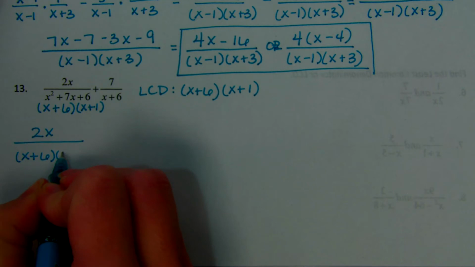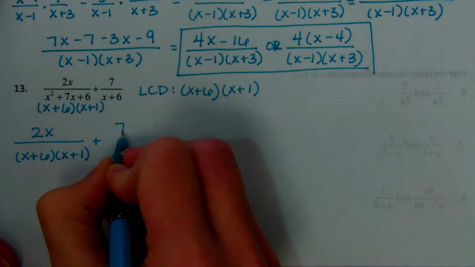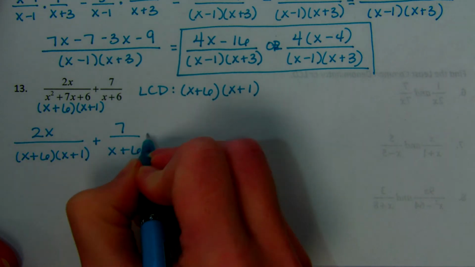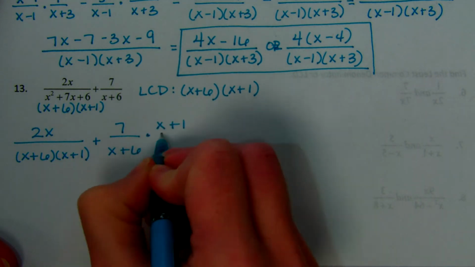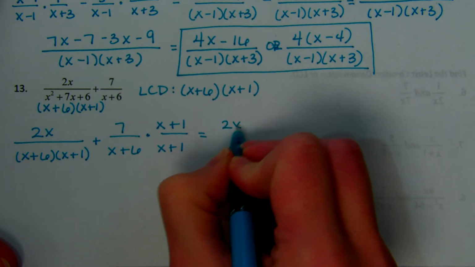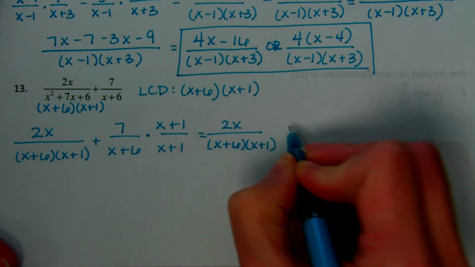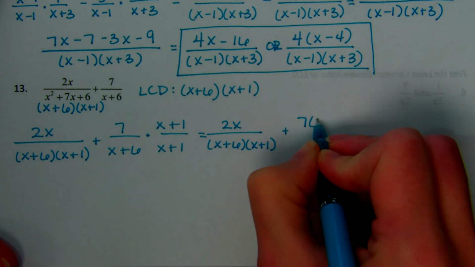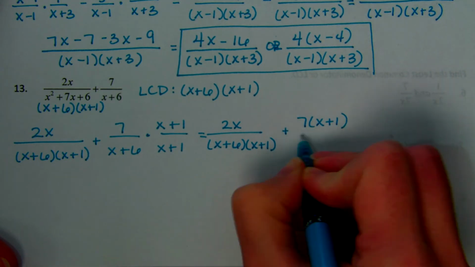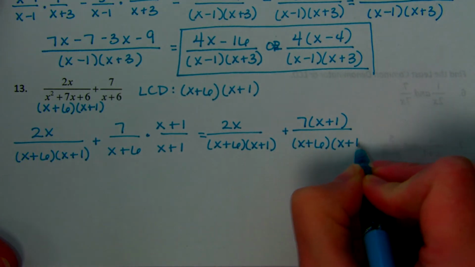This is x plus 6 over x plus 1 plus 7 over x plus 6, and then I'm going to multiply this by x plus 1 over x plus 1. And so that's 2x over x plus 6 times x plus 1 plus 7 times x plus 1 over x plus 6 times x plus 1.